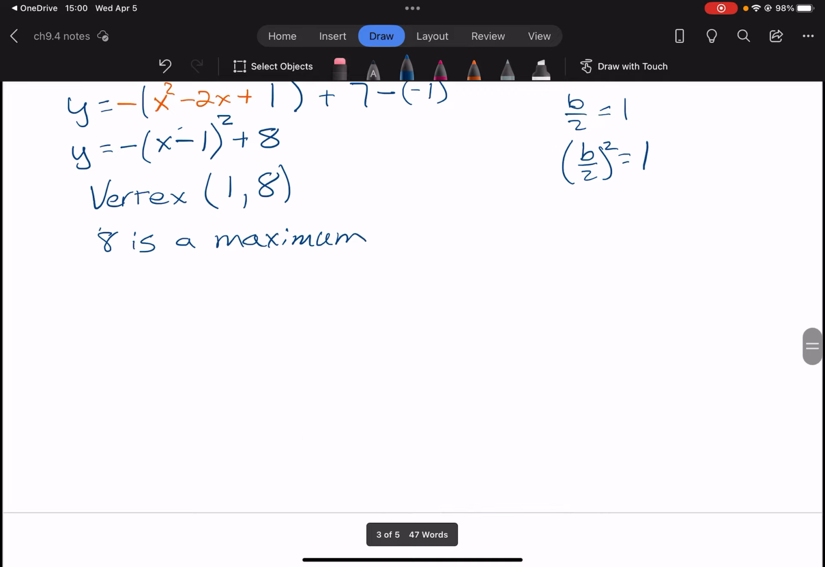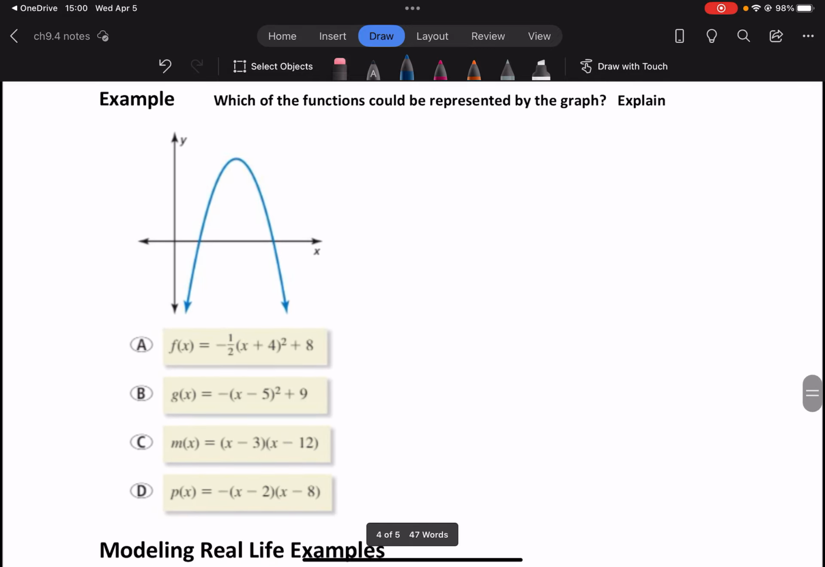Okay, so now we want to look at an example here, and I want to look at which functions could be. And then we're just like, we don't know, but we have these nice phrases here of could be. So we want to look at what I know, and since I look at my equations, I got f, g, m, p, all of x. They're all either in vertex form or intercept form. So I want to look at, and it points down.